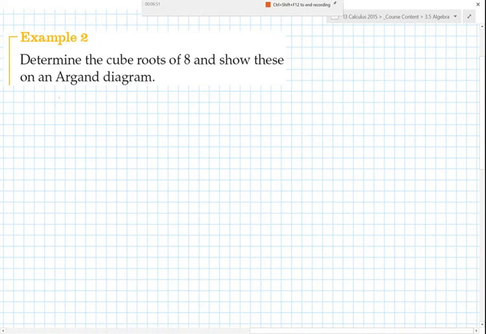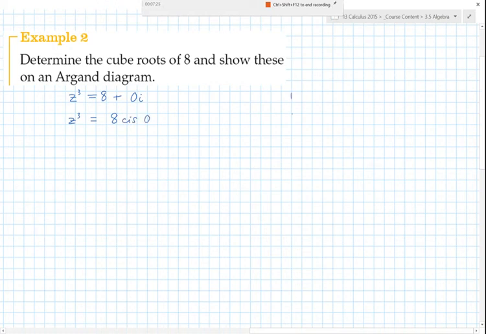Okay, so cube roots of 8. So basically it's saying z to the power of 3 equals 8. So it wants to find the cube root of 8, basically. So what we need to do first is write z cubed in rectangular form, so if you can imagine 8 plus 0i, we're going to write it in polar form. And so in polar form this is going to be 8 cis 0.